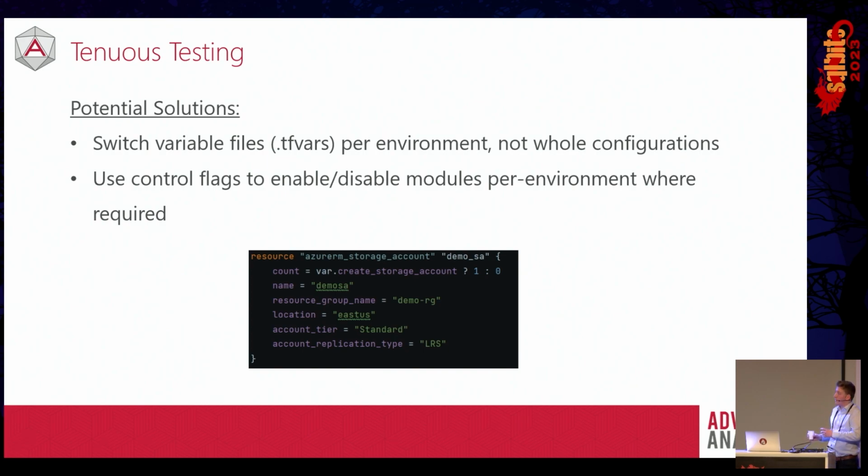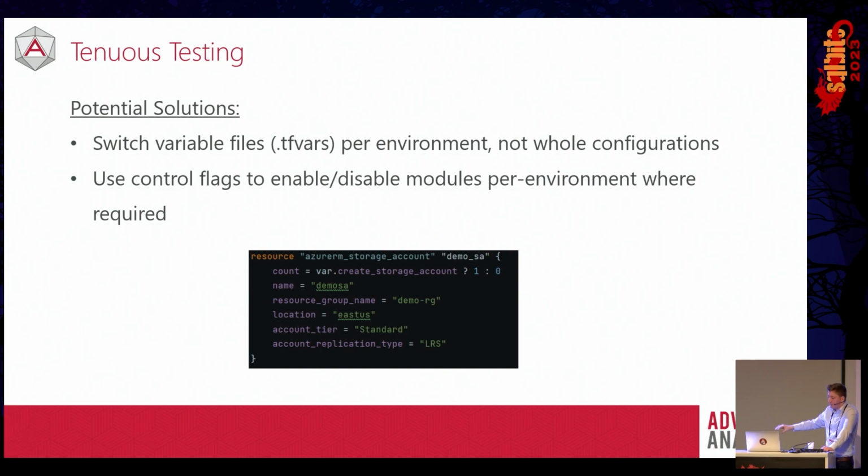rather than feeding whole Terraform configurations. And you can also use these little flags, using this little operator here at the top of the screenshot to enable or disable modules per environment. So if you're saying, I want to try Synapse in dev and I never want it to progress through to test or prod, you can use that little count cheat there to do it. It's not generally great to have loads of conditionals in a Terraform configuration. It's discouraged.